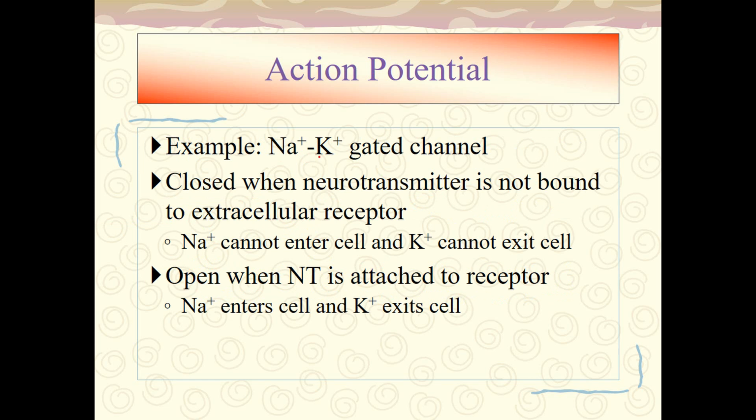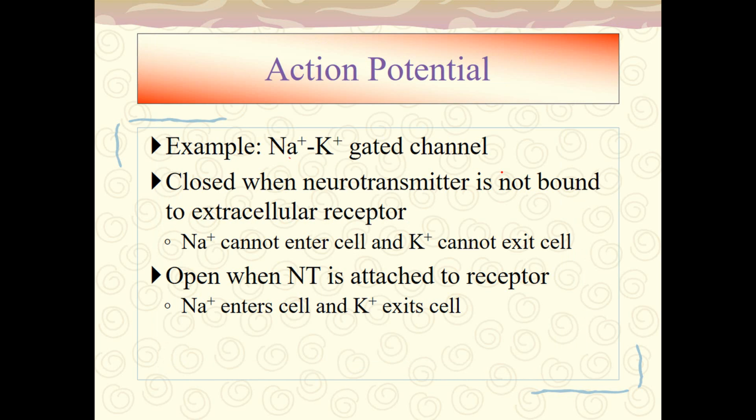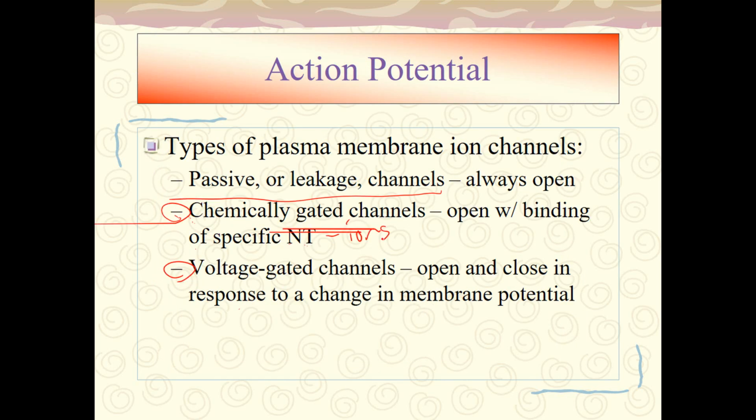So for example, we have a potassium sodium gated channel, closed when neurotransmitter is not bound. So these ions can't pass. When the neurotransmitter, and in this case, since we're talking about skeletal muscle, it's acetylcholine, binds to this gated channel, it opens, sodium will enter, and potassium will exit. So once acetylcholine binds, this receptor opens, and we have sodium and potassium passing through at the same time. That's the biggest difference. And so you might even want to note here that ions pass at the same time. Voltage gates, we have one for each ion.